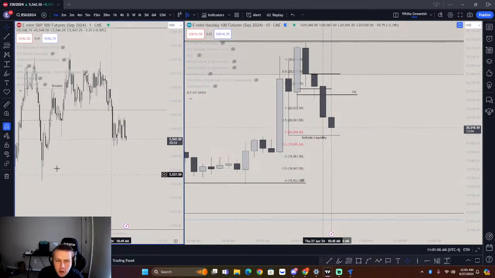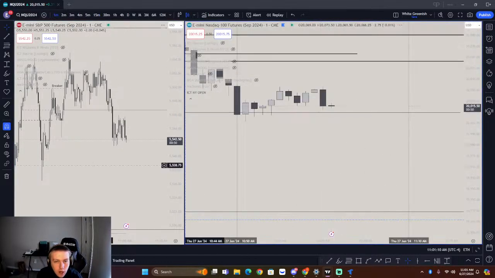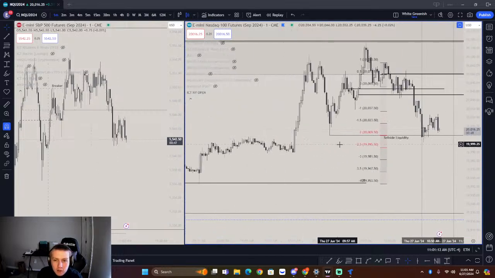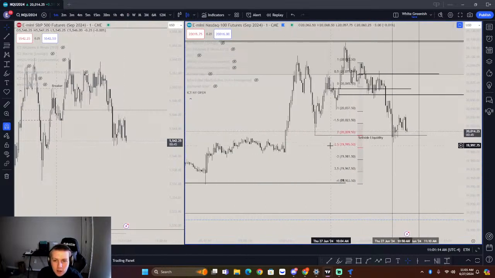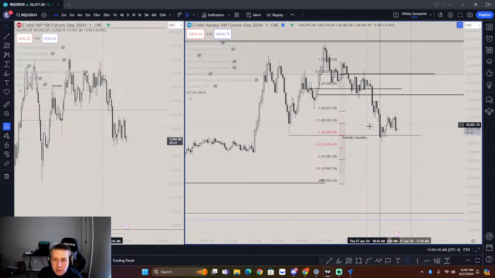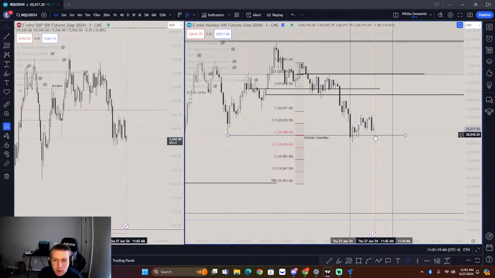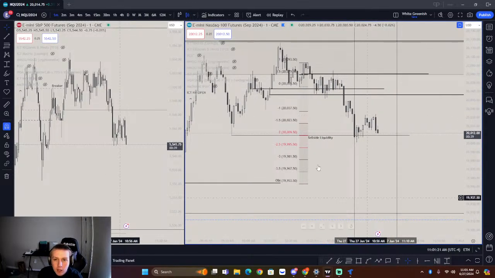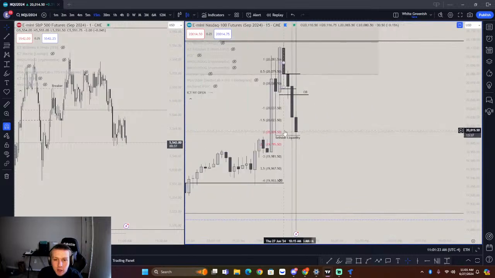But overall, right now, I don't really see anything of significance. We have just taken a minor sell side. We are trading within this imbalance here, which I wouldn't like taking. I would like to see this 15-minute fair value gap get created and then a trade into that. I think that would be a lot more probable.